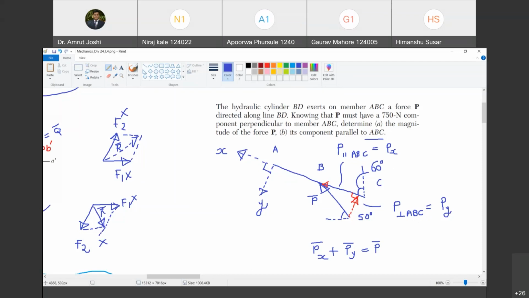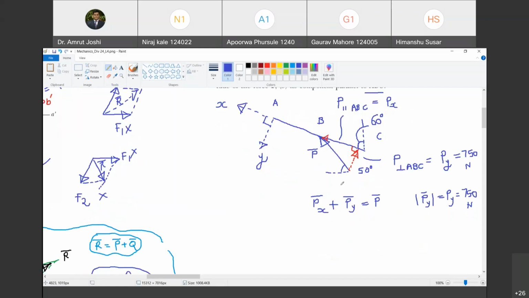Knowing that P must have 750 Newton as a component perpendicular to member ABC. So this has been given as 750. Happy? So the magnitude of PY bar, the Y component of force, is given as 750 Newton. Are you with me? And what do you need to find out? You need to find out the component parallel to ABC.